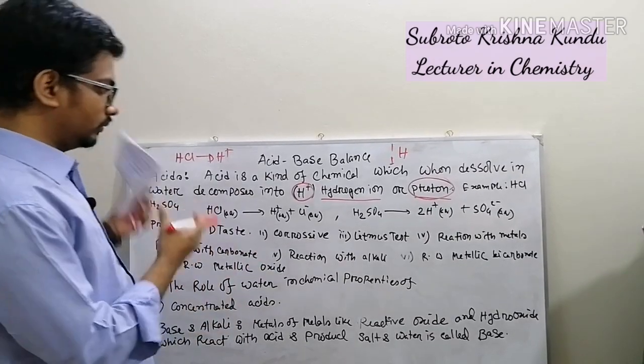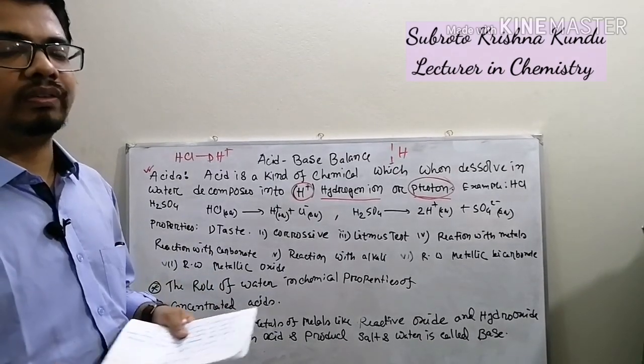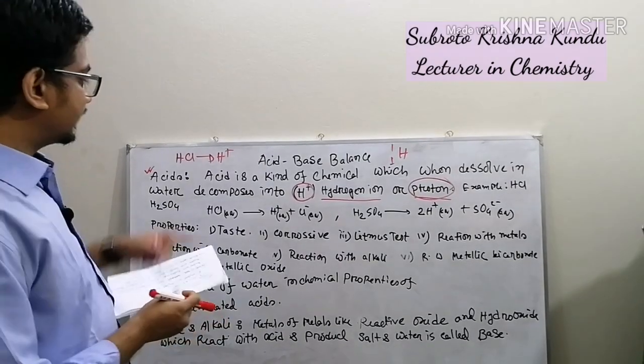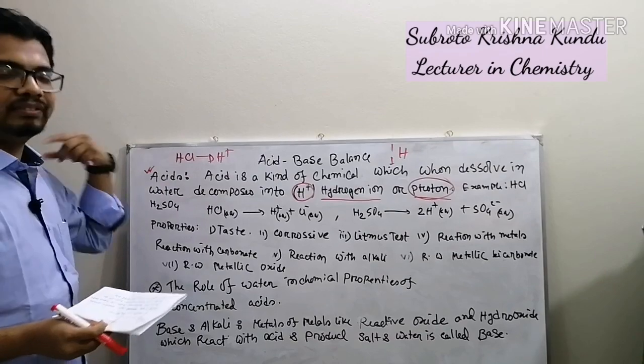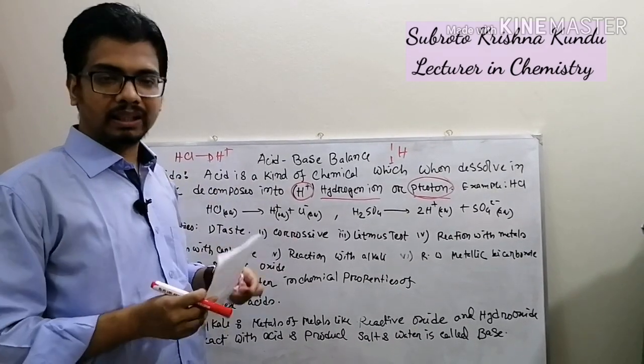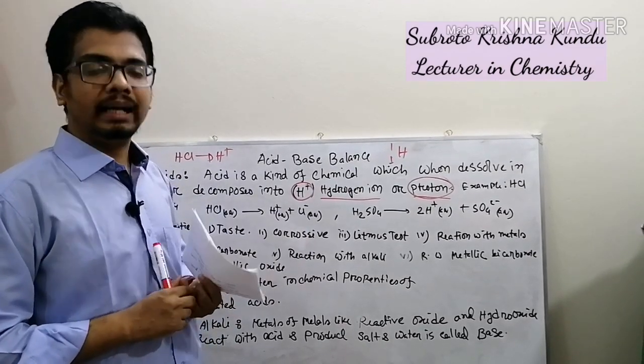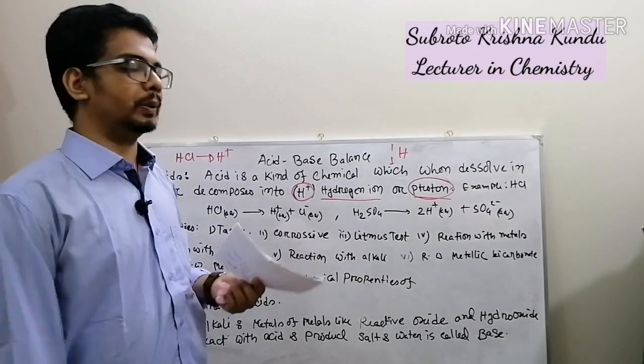Okay, now I discuss the third definition of acid. The second definition is when any substance gives H plus ion in any medium, it is called acid. Okay.